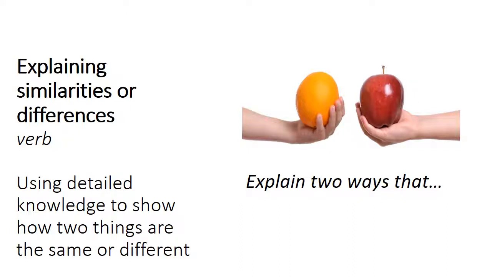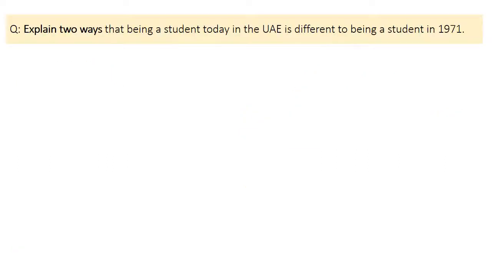In this video, we'll be discussing how to answer a question that asks you to explain similarities or differences. That means using detailed knowledge to show how two things are either the same or different. Here's an example of a question. Explain two ways that being a student today in the UAE is different to being a student in 1971.